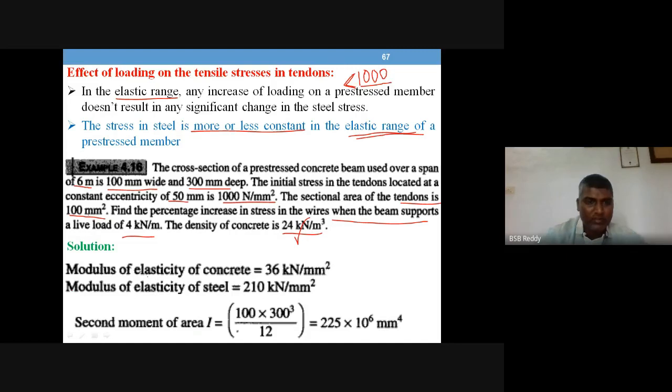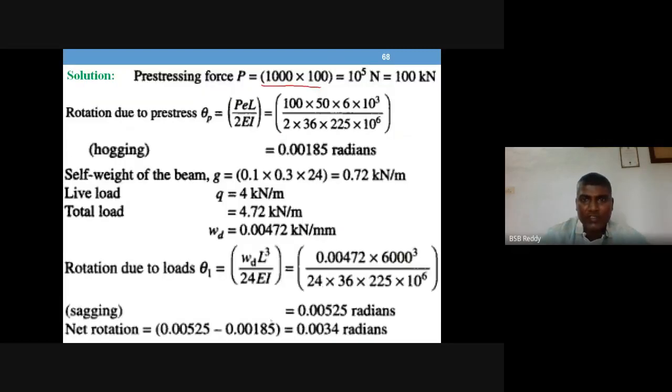The modulus of elasticity of concrete is given as 36 kilonewton per square mm, or 36 megapascal, you can take. Modulus of elasticity of steel, 210, is taken just for the sake of calculations. Moment of inertia is bh cubed by 12, because 100 by 300 is the cross section of the member. The pre-stressing force is stress into cross section area, which is 100 kilonewton.